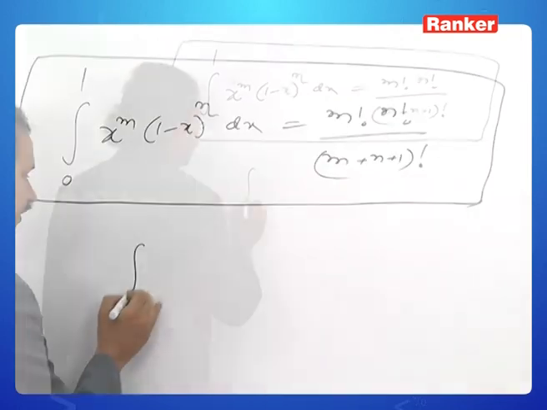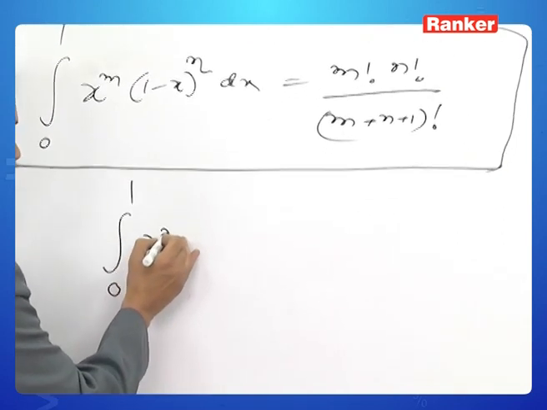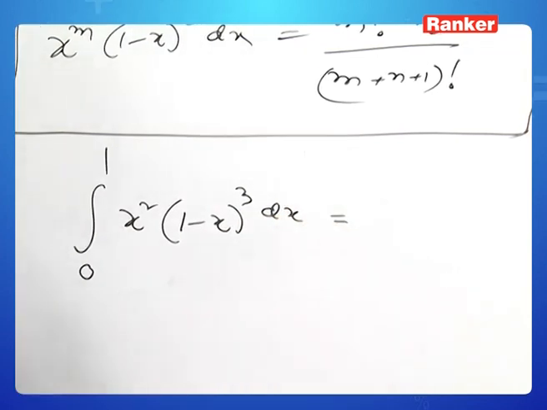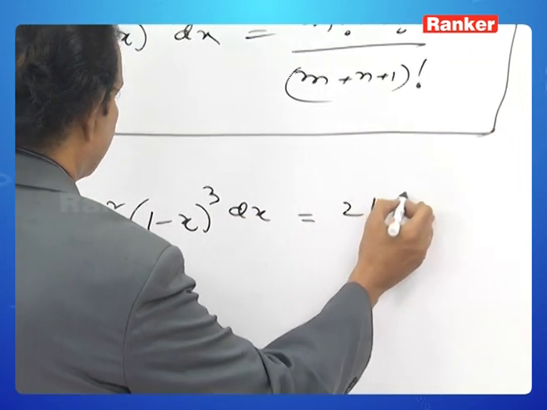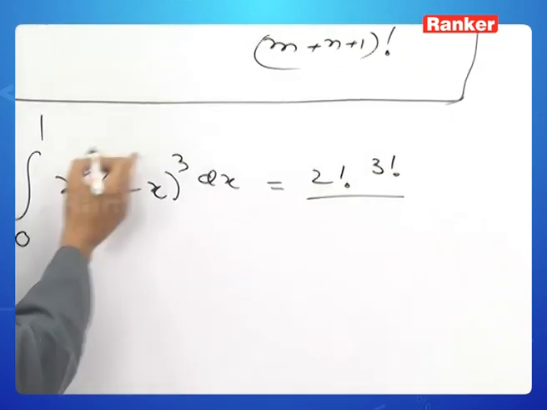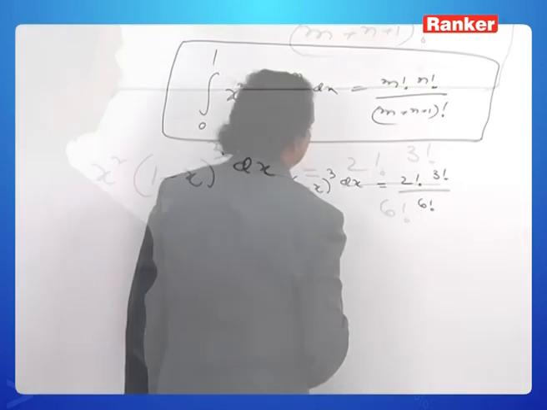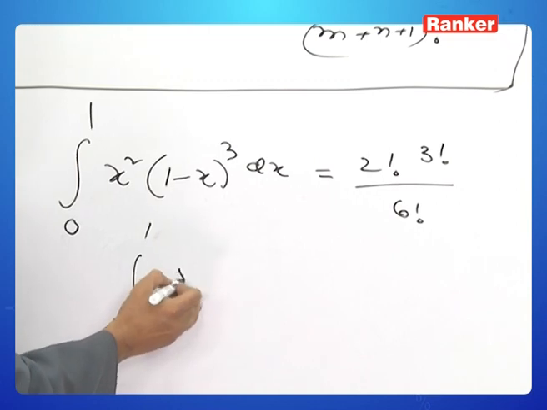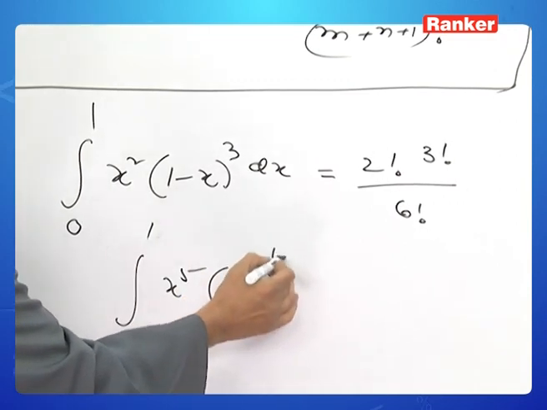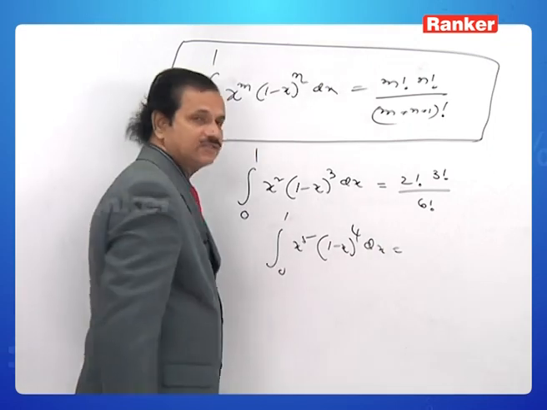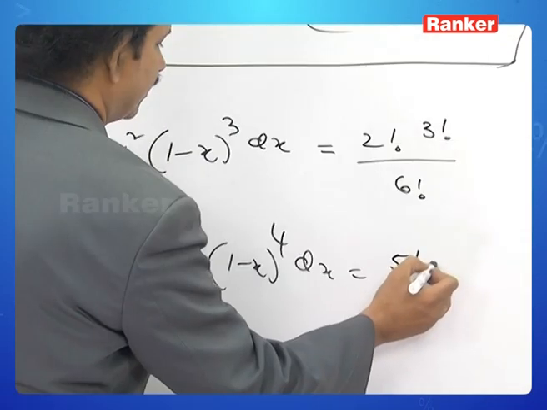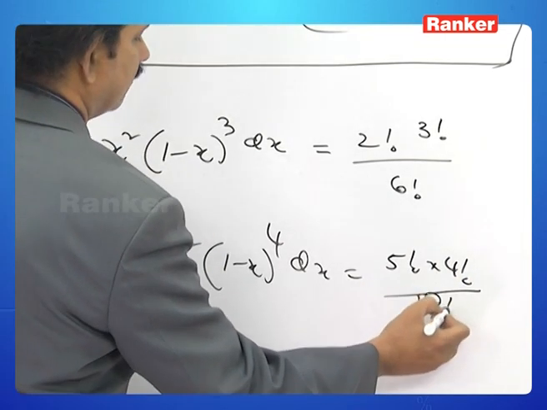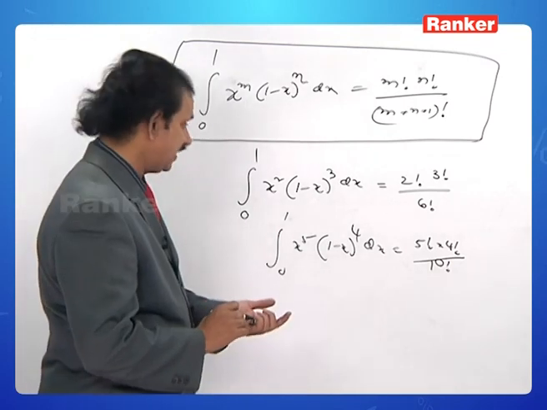Look here. Integral 0 to 1 x square into 1 minus x whole cube dx. What is that? 2 factorial into 3 factorial by 2 plus 3 plus 1, that is 6 factorial. You simplify according to that. Integral 0 to 1 x to the power of 5 into 1 minus x whole to the power of 4 dx. Come on. What is the answer? It is 5 factorial into 4 factorial by 5 plus 4 plus 1, which is nothing but 10 factorial. Like that we have it.